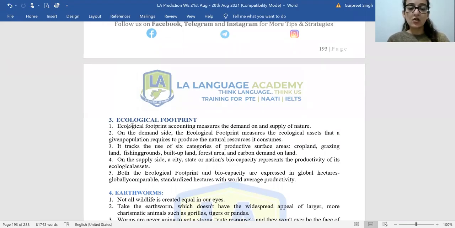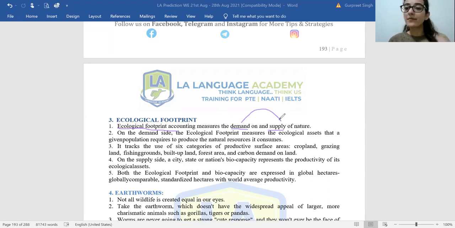This says ecological footprint accounting measures the demand on and supply of matter. So we have the first element, ecological footprint accounting, some type of accounting, and ecological means related to ecology. And we have two more components. One is demand and one is supply of nature. So ecology is related to nature. So it has both the elements, demand and supply.